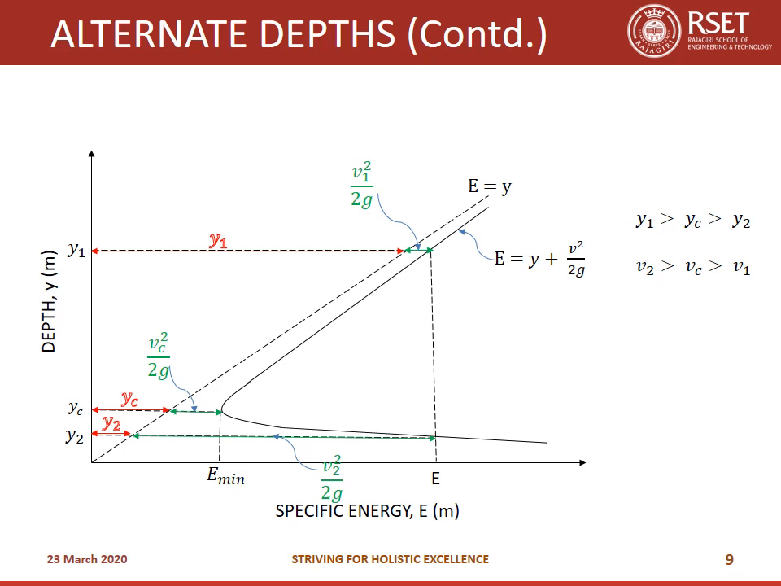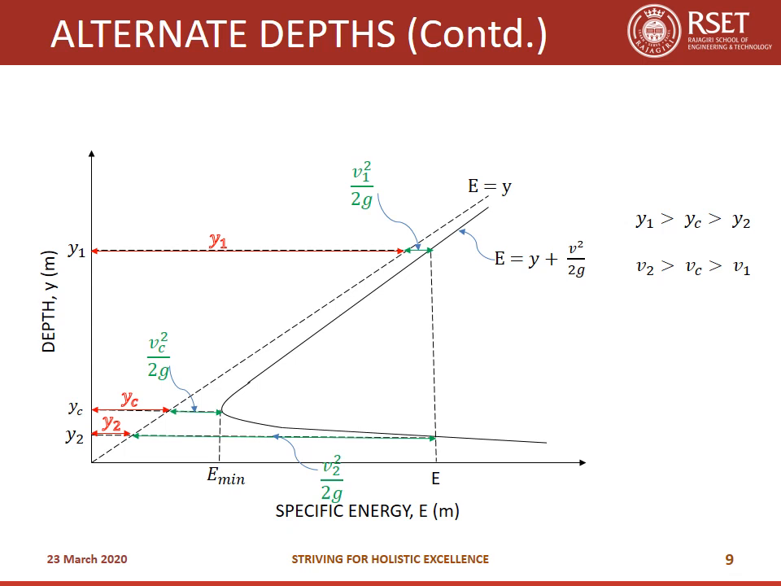Now just like Y1 was greater than YC and YC was greater than Y2, there is an inverse relationship existing between the velocities. You can see from the green horizontal lines that V2 has the biggest line, so V2 is greater than VC, and the smallest line corresponds to V1. So V2 is greater than VC is greater than V1. This is an inverse relationship corresponding to the depths. So the greater the depth, the lesser the velocity.